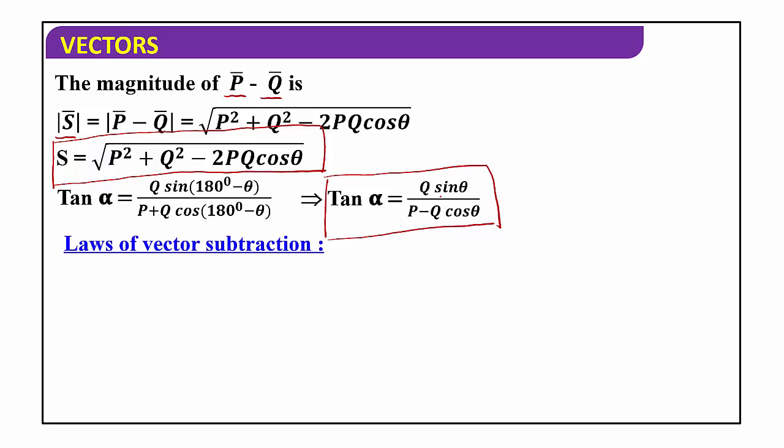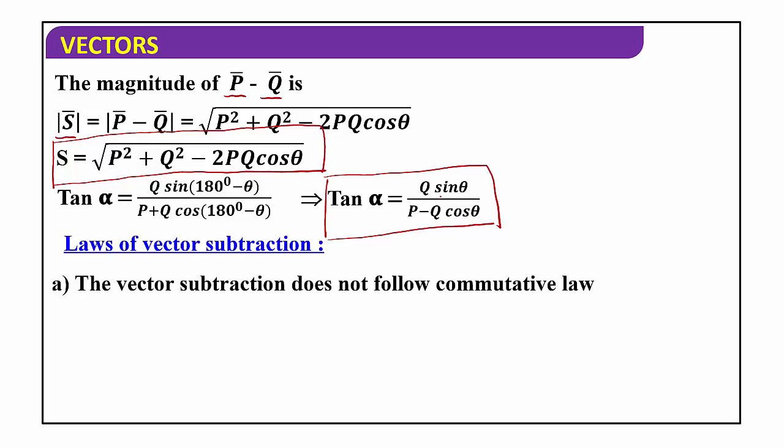Now you can observe the laws of vector subtraction. The first law you can observe: vector subtraction does not follow the commutative law. This is very important. When you subtract vectors, it will not follow the commutative law. Here you can observe P minus Q is not equal to Q minus P. You already studied the commutative law in mathematics. It will not follow the commutative law; both are not the same here.